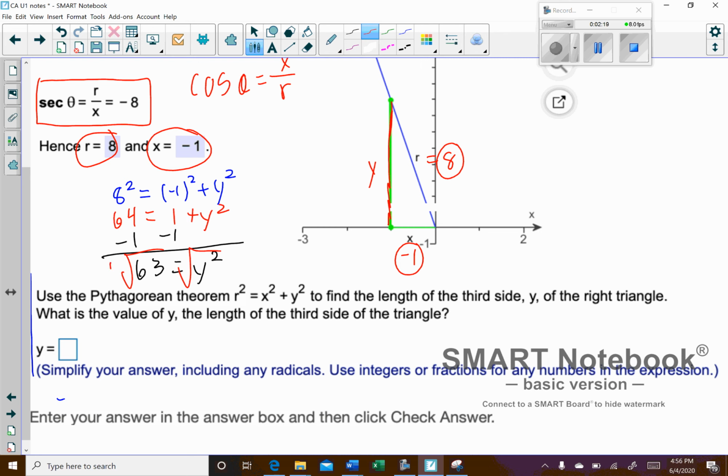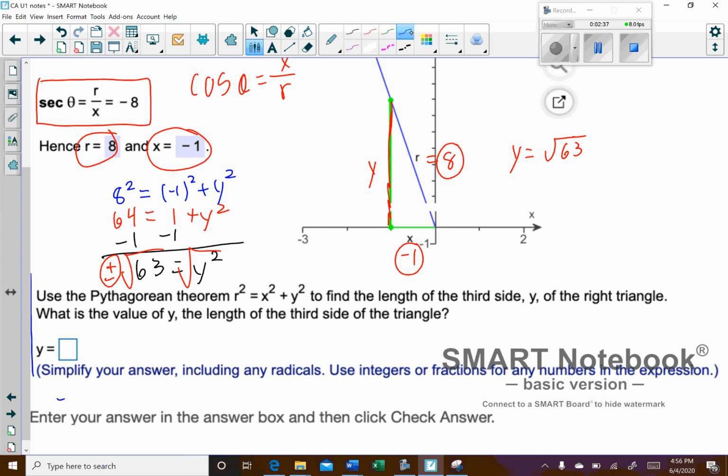Typically you would put a plus minus there, and it's going to be positive or negative. In this case, it's definitely going to be positive. So we end up with y equal to the square root of 63. Now, the square root of 63 can actually be simplified. That might be where you're having your issue.